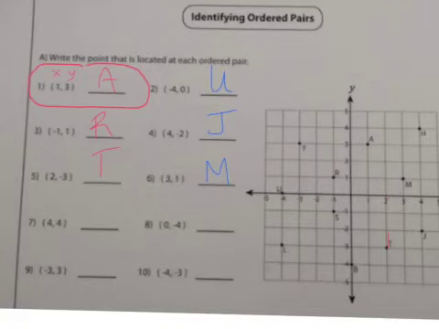Alright, go ahead and pause the video and try these last 4 as a you try, and then come back and hit play and we'll go over them together. So number 7 has +4, +4. So +4 is to the right 4, and then up 4. You land on H.